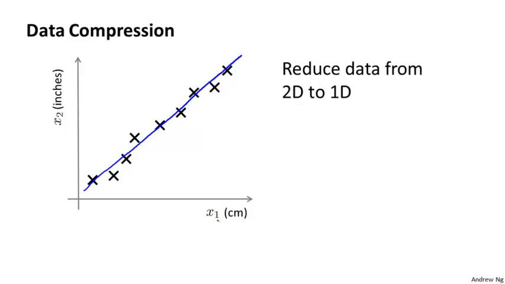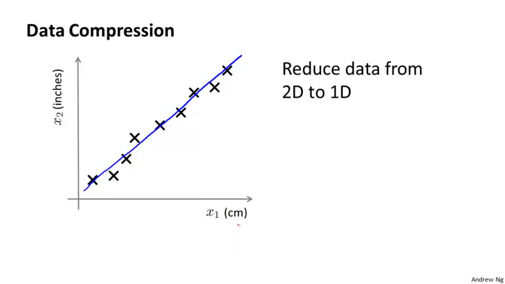And so if the length in centimeters was rounded off to the nearest centimeter and length in inches was rounded off to the nearest inch, then that's why these examples don't lie perfectly on a straight line, because of round-off error to the nearest centimeter or the nearest inch. And if we can reduce the data to one dimension instead of two dimensions, that reduces the redundancy.